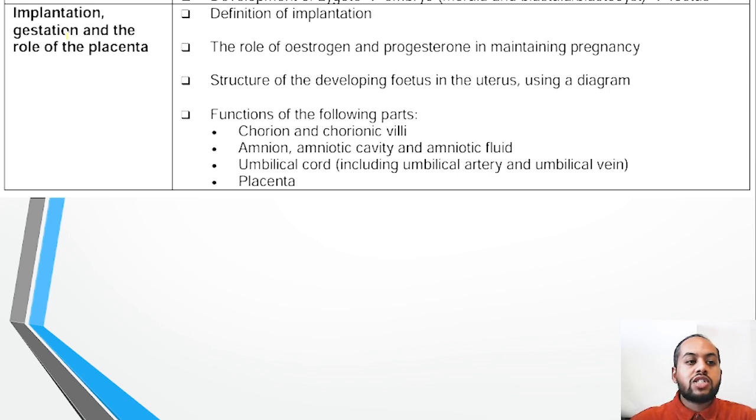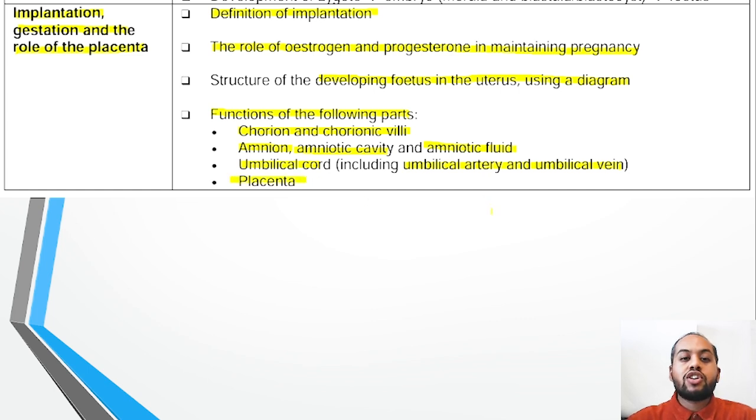Then the last aspect of this topic was implantation, gestation, and the role of the placenta: the definition of implantation, the role of estrogen and progesterone in maintaining pregnancy, and the structure of the developing fetus in the uterus using a diagram. You need to know the functions of the following parts: the chorion and the chorionic villi, the amnion, the amniotic cavity, and the amniotic fluid, the umbilical cord, including the umbilical artery and the umbilical vein, and then lastly the placenta.